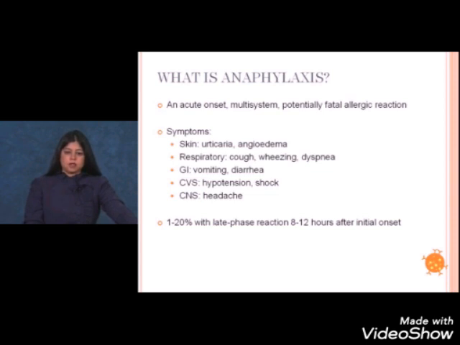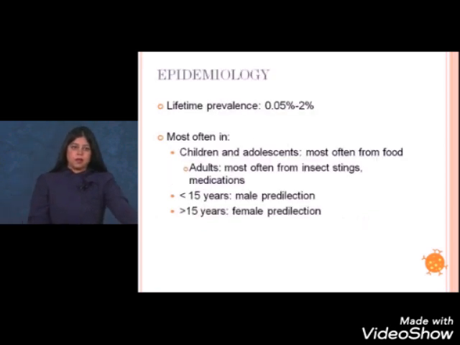There is also a 1 to 20% late phase reaction that can occur 8 to 12 hours after initial onset. The lifetime prevalence is 0.05 to 2%. It's most often seen in children and adolescents, most often from food, and in adults, most often from insect stings and medications. Less than 15 years of age, there's a male predilection, and greater than 15 years of age, there's a female predilection.